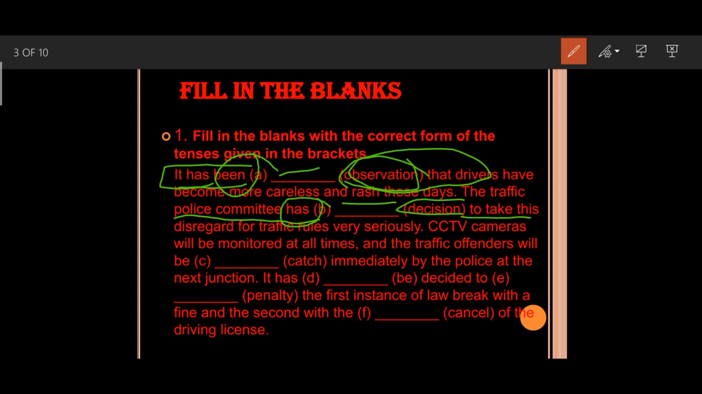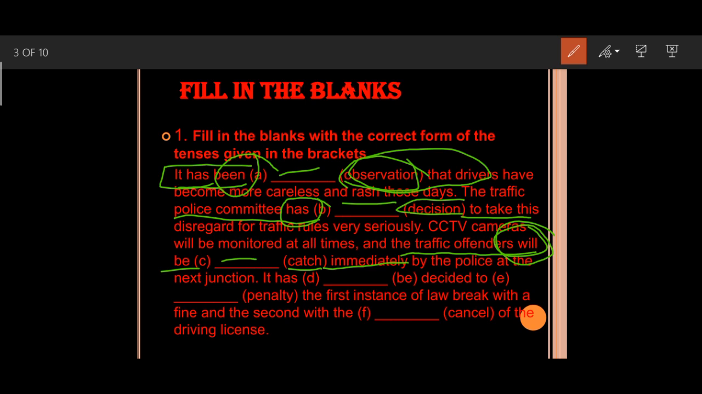C. The traffic offenders will be dashed immediately by the police. Now what we have here is traffic offenders. Will is the future tense. So what is the past participle of catch? It is caught. Exactly. So you will write the traffic offenders will be caught immediately by the police. It makes sense 100%. So that's the right answer.